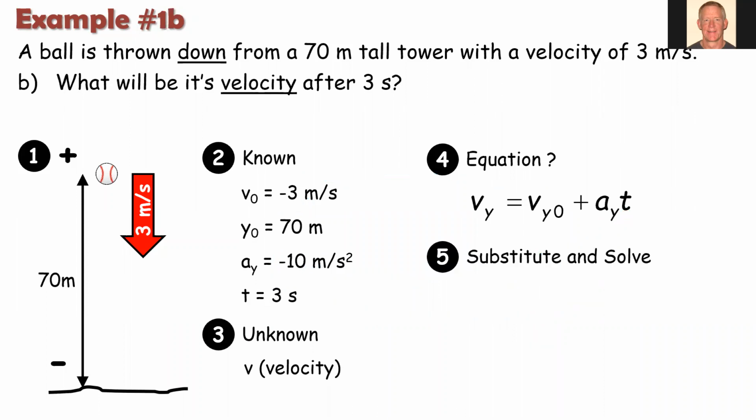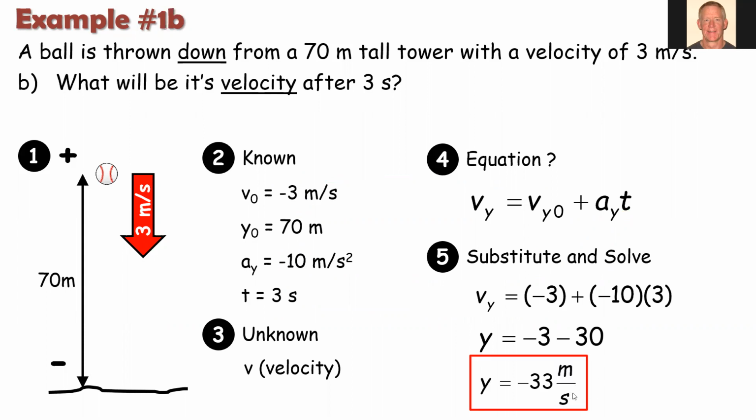Okay, so let's plug all that in. And if we do the math with our calculator, we see that at the end of 3 seconds, its velocity would be -33 meters per second. Now, is that a reasonable answer? Well, we know since its acceleration is -10 meters per second squared, every second it's going to speed up by another 10. So if we're starting at -3, we're going to add -10 to that 3 times. And that's exactly what we got in our answer here.